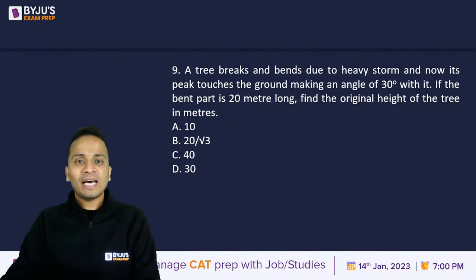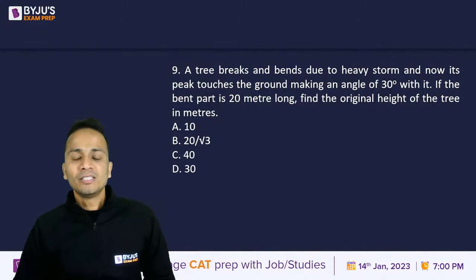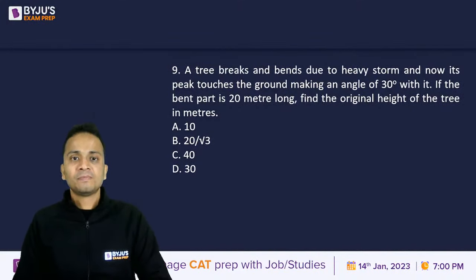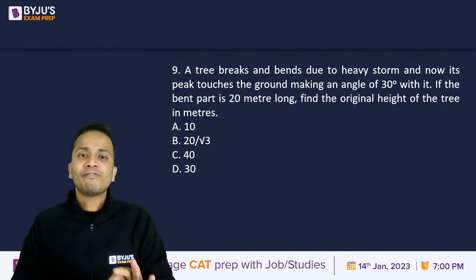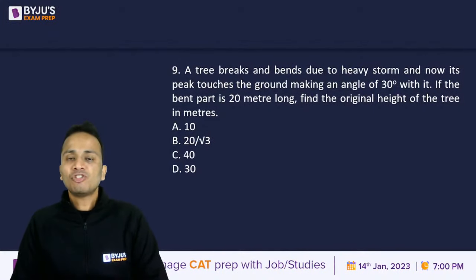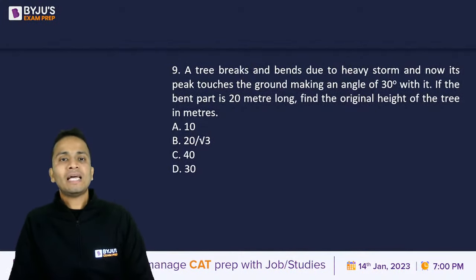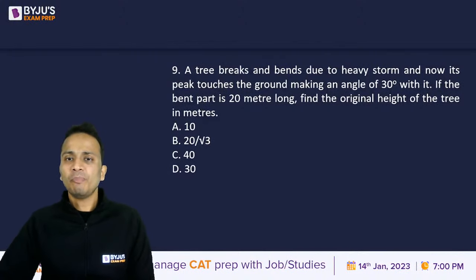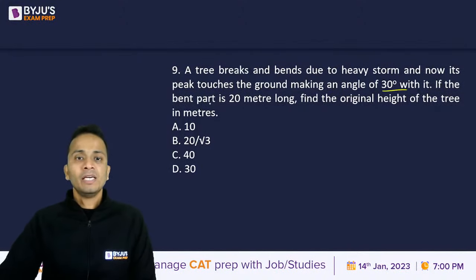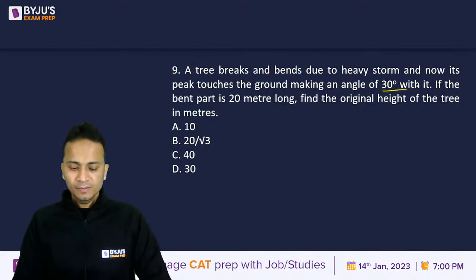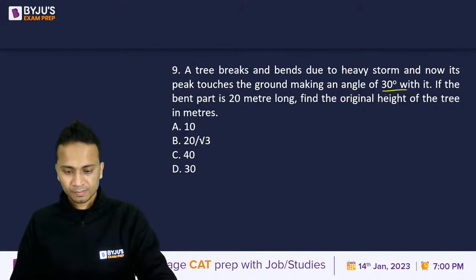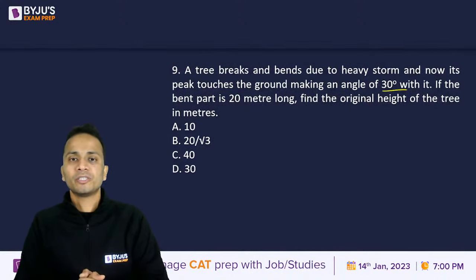Okay, so question number 9 on your screen. Trigonometry. It is important to make the correct figure in this question. A tree breaks and bends due to a heavy storm and now its peak touches the ground making an angle of 30 degrees with it. If the bent part is 20 meters long, then find the original height of the tree in meters. Be careful with the figure of this question.